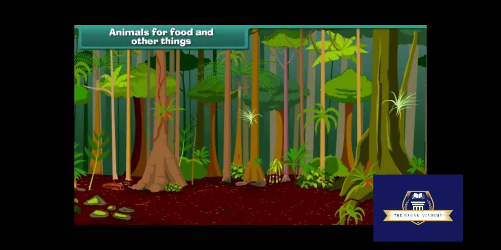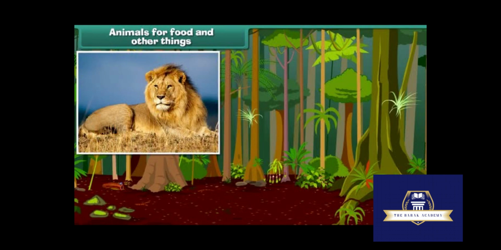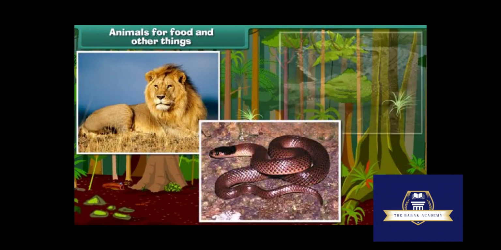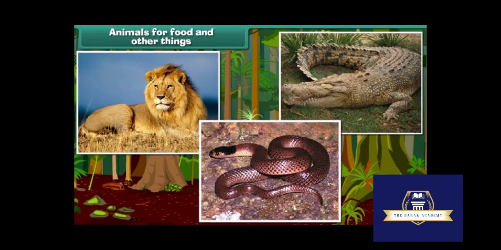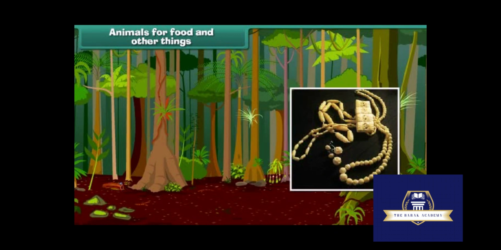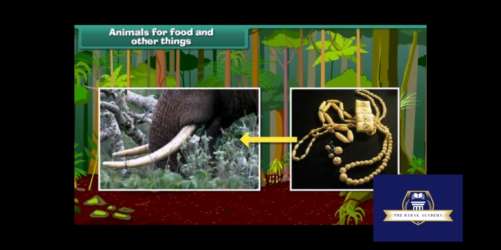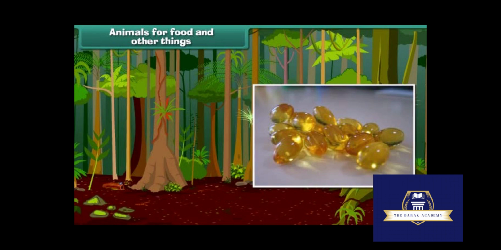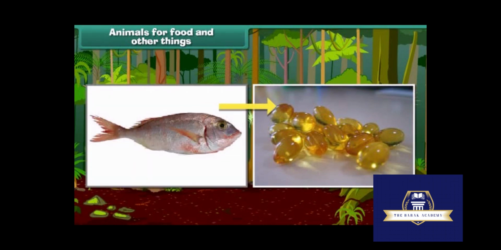Animals are useful to us. We get fur and leather from animals like lion, snake and crocodile. The beautiful ornaments and showpieces are made from elephant teeth. The oil extracted from the liver of some fishes is used in medicines.